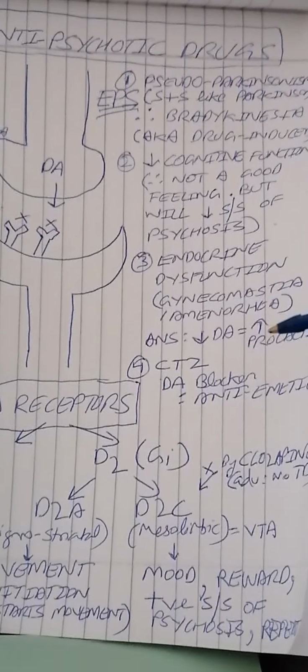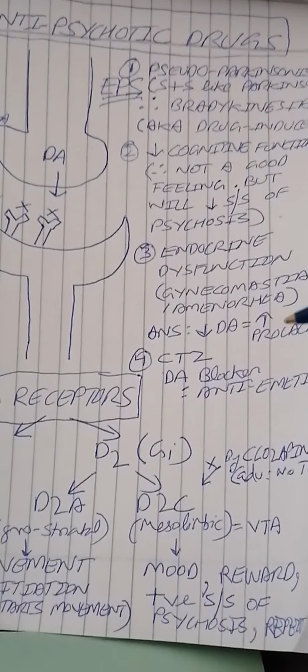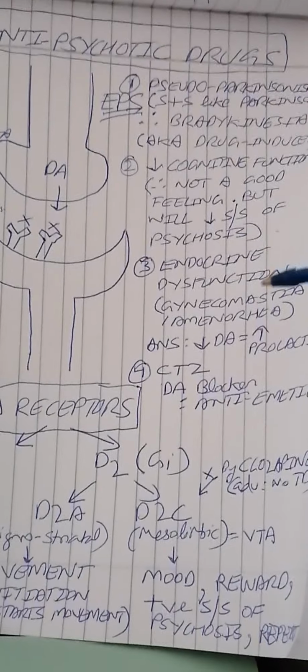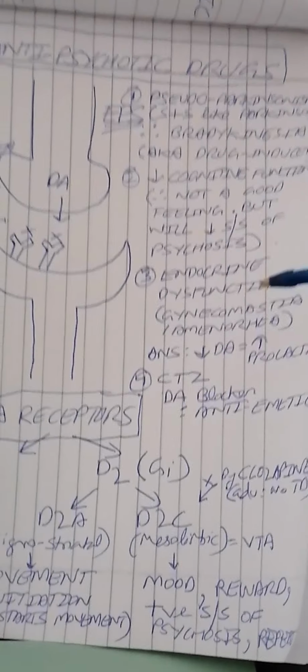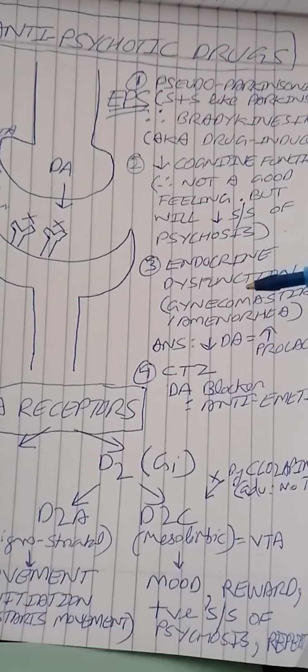That will cause hyperprolactinemia, and tumors in your pituitary gland are possible. In a female, amenorrhea, and in a male, you can have gynecomastia. These all are due to dopamine endocrine dysfunction.